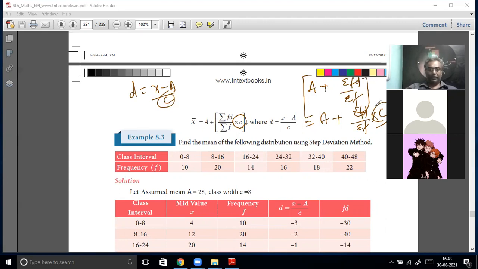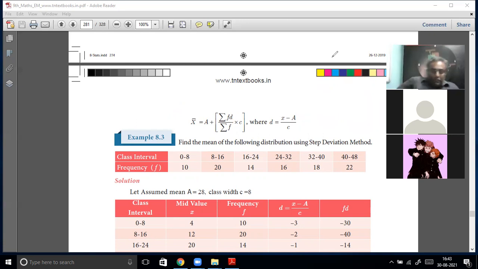No other issues there. Very simple. Should not confuse. Step deviation method will only come for continuous data. Only when class interval data is coming will you have step deviation method. Don't confuse yourself: when discrete data, point data or direct data is given, don't try to do step deviation method. It's not possible. Only for continuous data, where x is nothing but the midpoint. You have to find x as the midpoint.